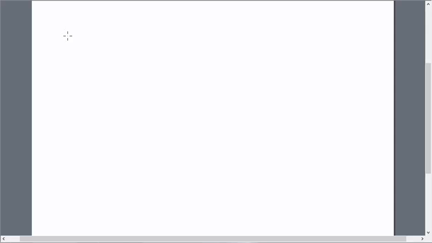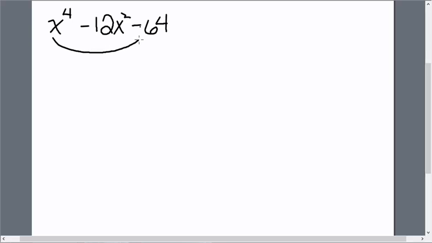All right, the last one says factor completely using real and complex numbers. So it's x to the fourth minus 12x squared minus 64. Now, since it says factor, we know that we have to factor. Since there's three terms, it's a trinomial. I think the pitchfork method is going to be the best one to use. Now remember, it connects the first and the last, so there's 1 out front.